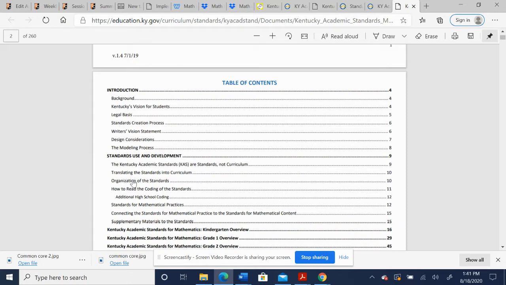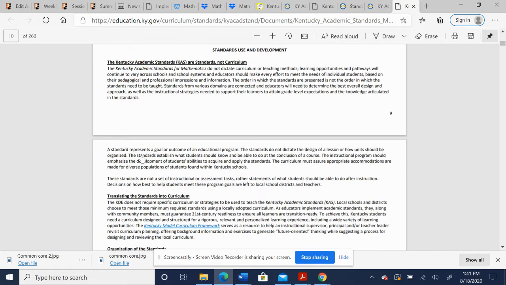What we want to go down here and look at is standards use and development. Okay, it's important that we always remember, and this is something that was frequently forgotten when we were using Common Core standards, that standards are just that. They're standards, they're not curriculum. They tell you what your students should be able to do. They do not tell you how you have to teach that skill.